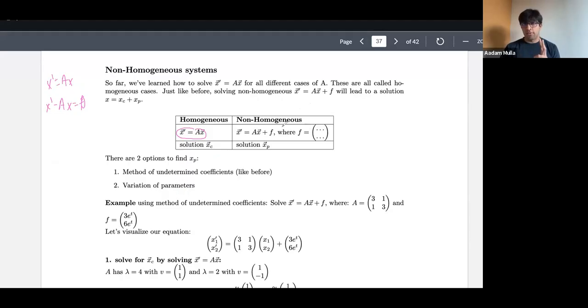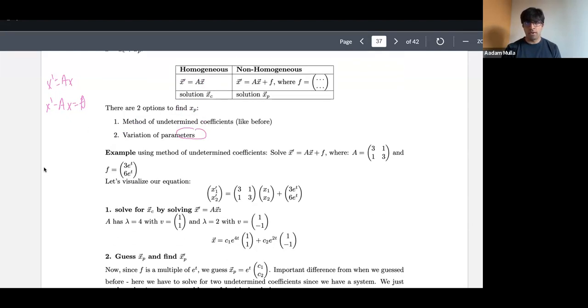There's two options to find the particular solution whenever we deal with the non-homogeneous. One is the method of undetermined coefficients, which is where you make a guess. The other is a formula called variation of parameters. Let's do the first method first. So method of undetermined coefficients: solve x prime equals Ax plus f, where A equals this and f equals this.